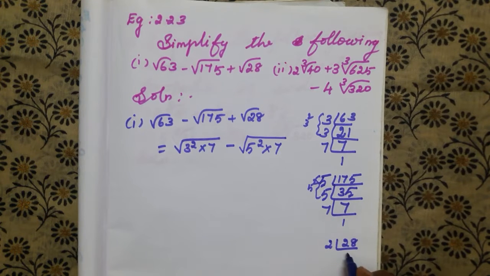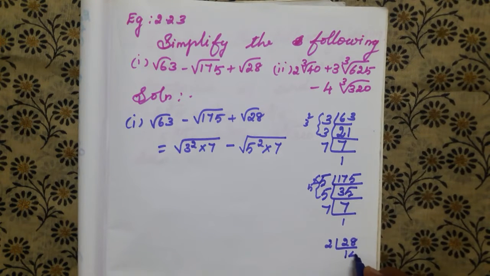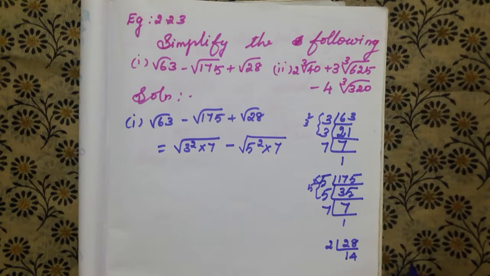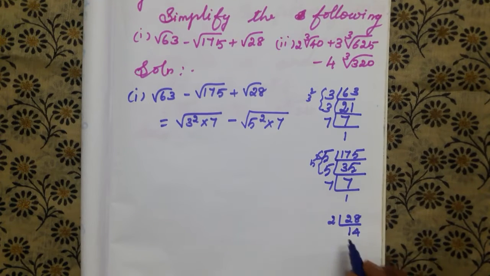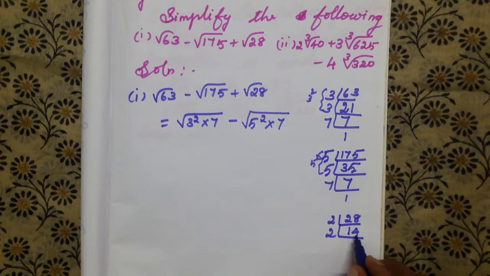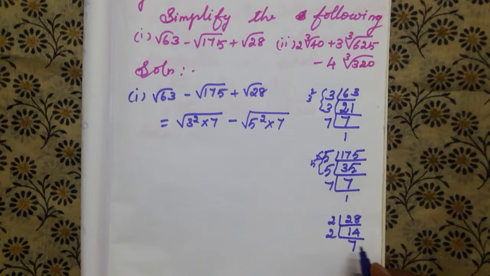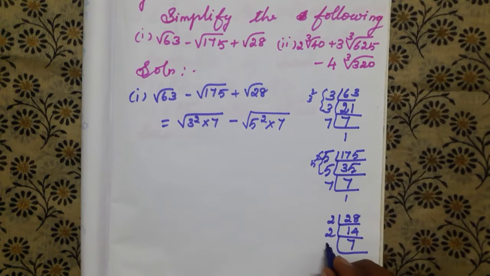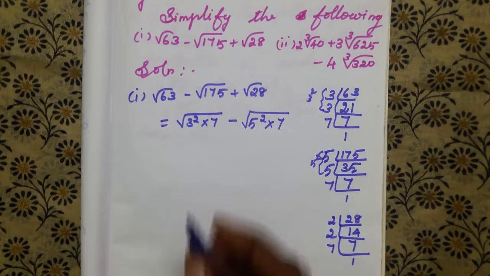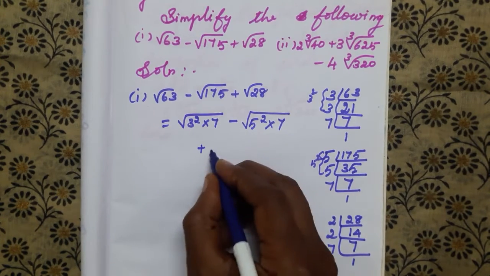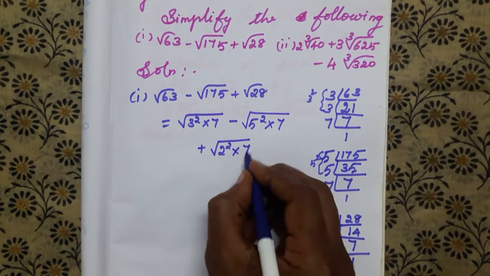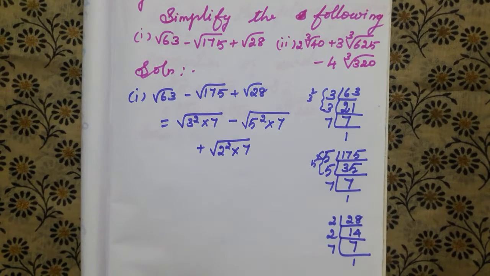2 table. 1 2 is 2. 4 2s are 8. Again we can factorize with 2 table. So 7 2s are 14. Again when we are factorizing with 7 table, 1 7 is 7. This we can write root of 2 square into 7.